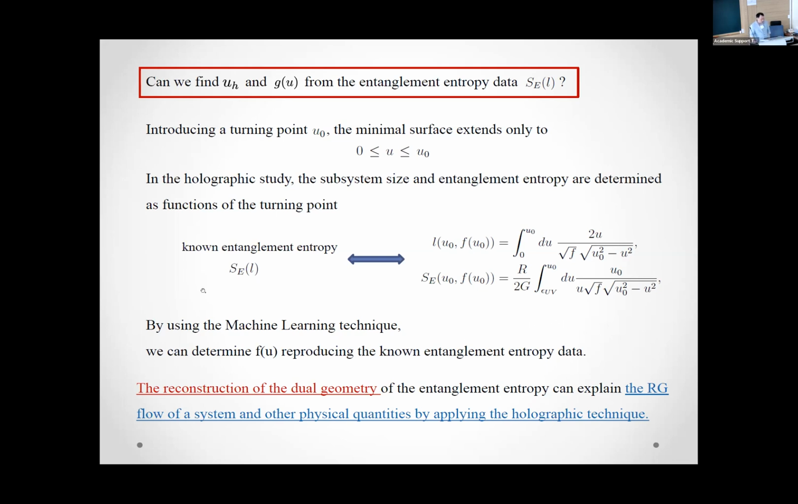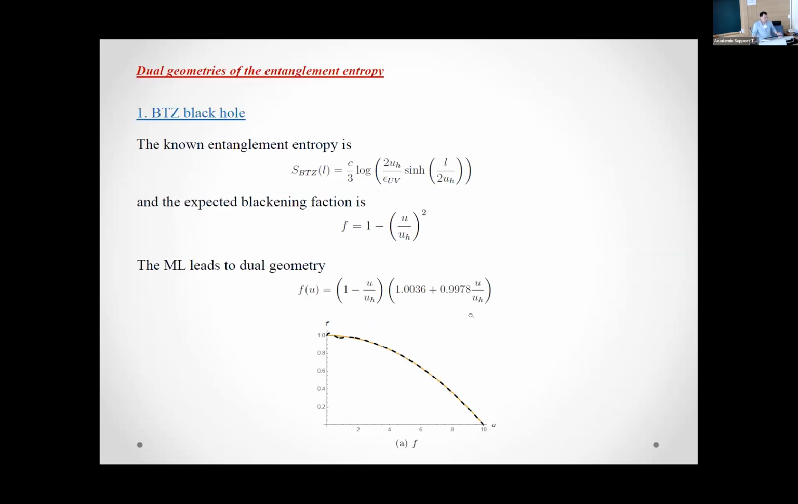Okay, so this is the main formula. Applying a machine learning technique, we want to find f. Changing u0, if we find all the values of f as a function of u0, then we can reconstruct the dual geometry. Okay, so I skipped all the details. Then I will explain some known results.